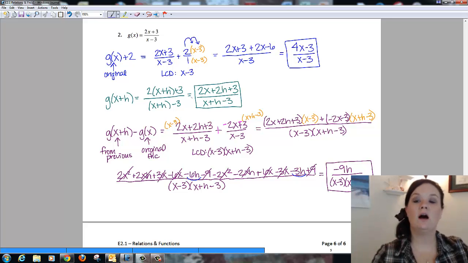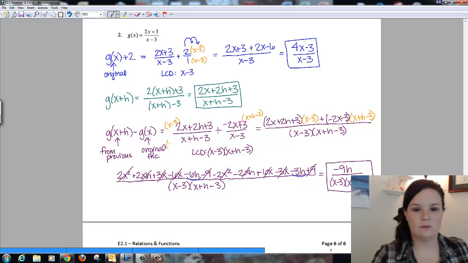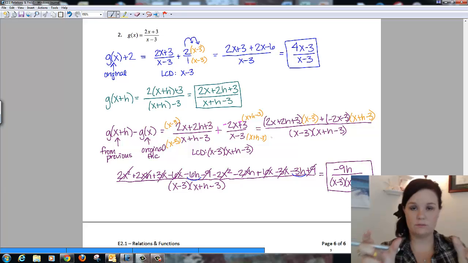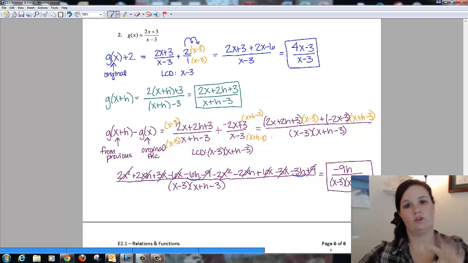And I multiply on top and bottom by what each fraction is missing. Now here I didn't write that I did it on the bottom, so I can go ahead and write that in. This first one, I would have to multiply by x minus 3 on top and bottom. On the second one, I would have to multiply by x plus h minus 3 on top and bottom. So now both of those terms have the denominator that we want. So I just put it over one denominator and then wrote out the string of terms on top.